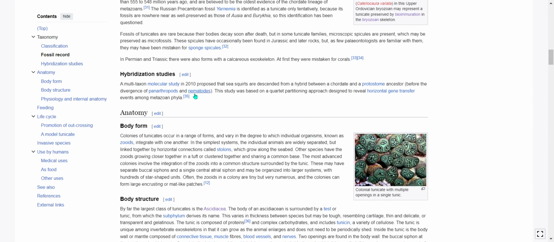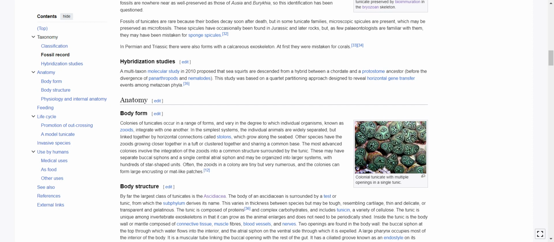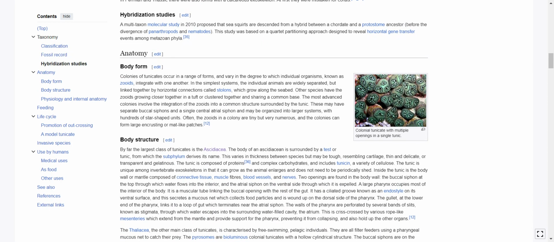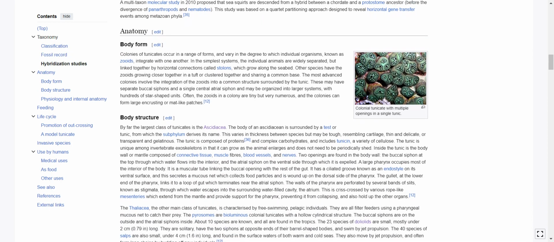Okay, a multi-taxon molecular study in 2010 proposed that sea squirts are descended from a hybrid between a chordate and a protozoan ancestor before the divergence of panarthropods and nematodes. This study was based on a quartet partitioning designed to reveal horizontal gene transfer events among metazoan phyla. Okay, that is getting too heady for me.